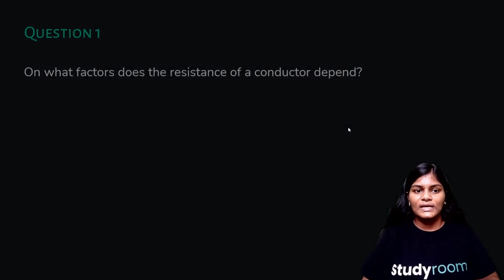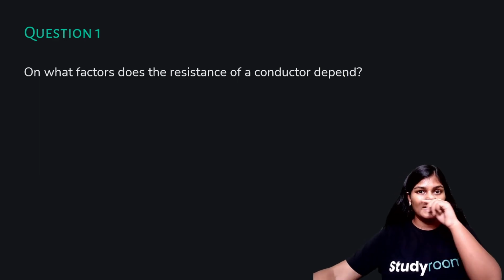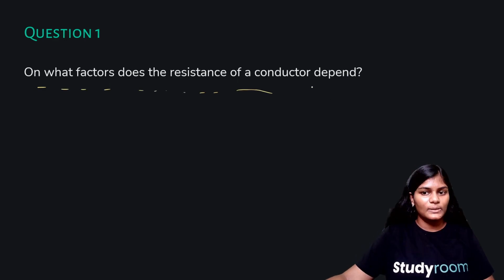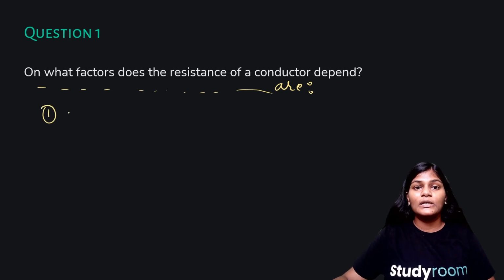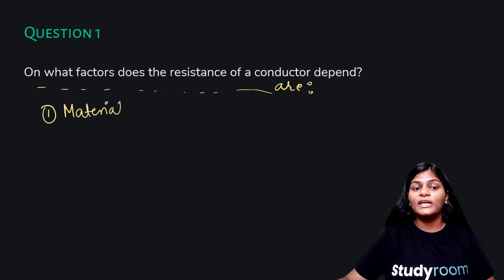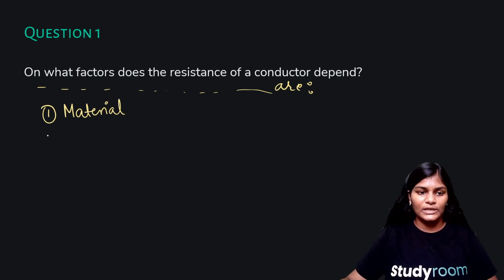Okay, great. The next question says, on what factors does the resistance of the conductor depend upon? So, you'll write this whole sentence: the factors on which the resistance of a conductor depends upon are, you'll write the whole sentence. 1, we learnt, the material. When we had seen that we had kept the area and the length constant, we were changing the material, we saw that there is a change in current.